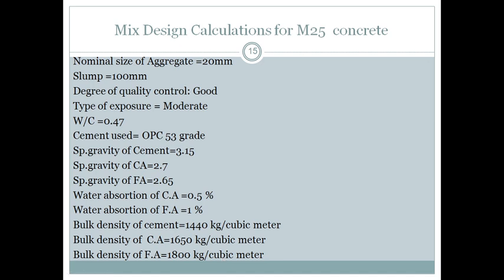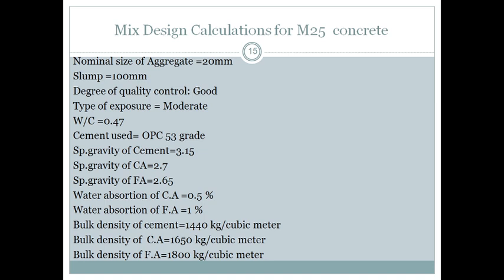So with this data, these are the tests which I have conducted before designing the mixed proportion for any grade of concrete. You have to get this data by conducting some basic tests on the ingredients of concrete. So I have the data available with me. These are the data which I get. With this data, I want to design M25 grade of concrete.